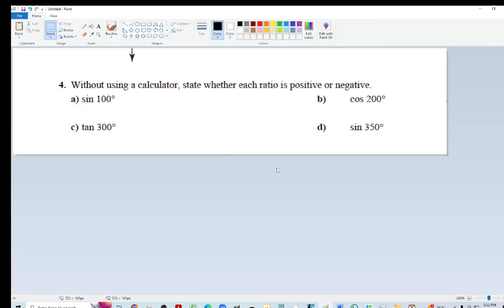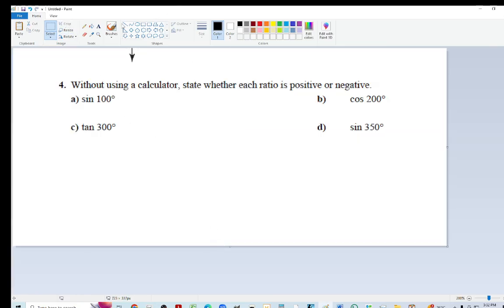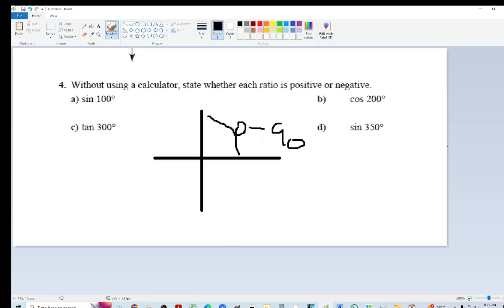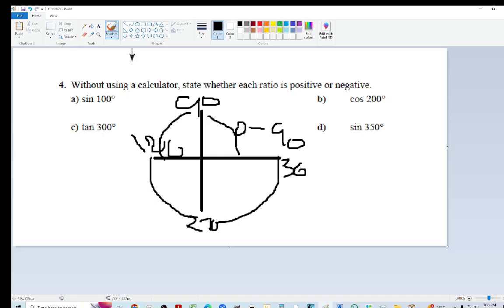So just take a Cartesian graph and figure out which quadrant these fall into. We know that this quadrant is going to be from 0 to 90. This quadrant is going to be from 90 to 180. This quadrant here is 180 to 270. And then finally this quadrant here is 270 to 360. So I'm going to just mark these in color codes.